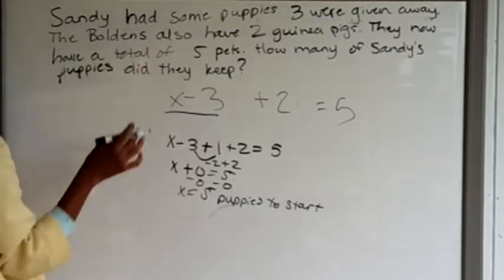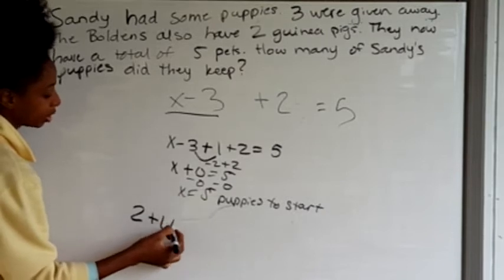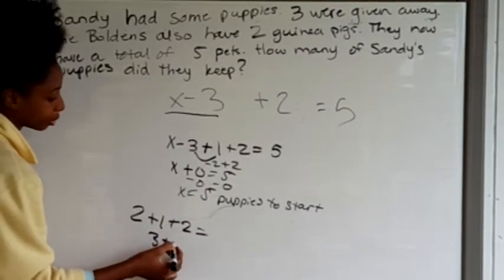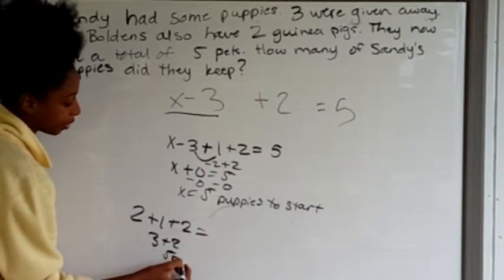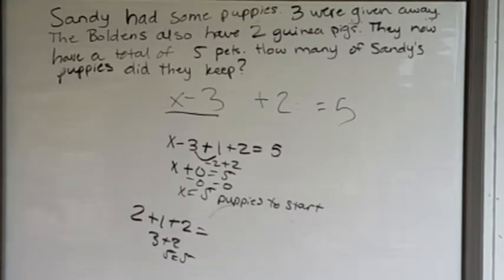And so they gave away 3, which left them with 2 puppies, plus Sandy, the mom, plus 2 guinea pigs. 2 plus 1 is 3, 3 plus 2 is 5, 5 equals 5. Gotcha. 5 minus 3 equals 2.